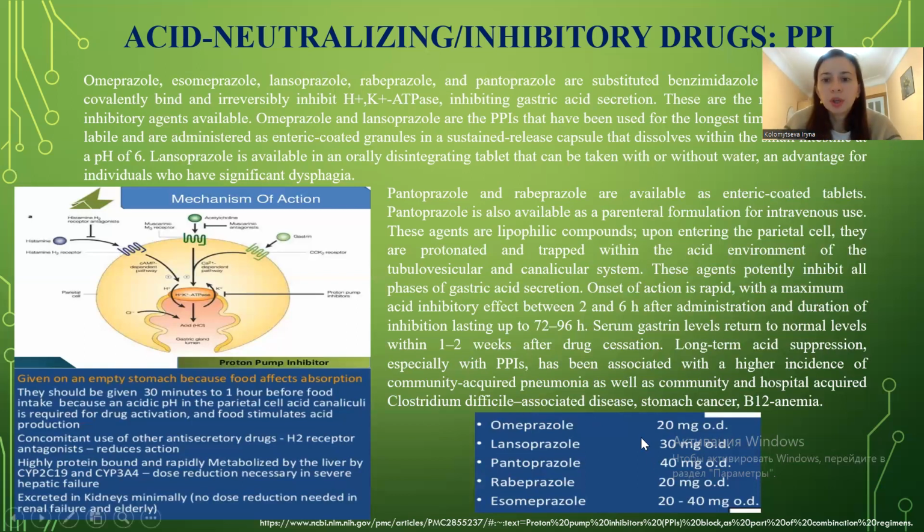And what about doses? Omeprazole 20 mg a day, lansoprazole 30 mg, pantoprazole 40 mg, rabeprazole 20 mg, esomeprazole from 20 to 40 mg.